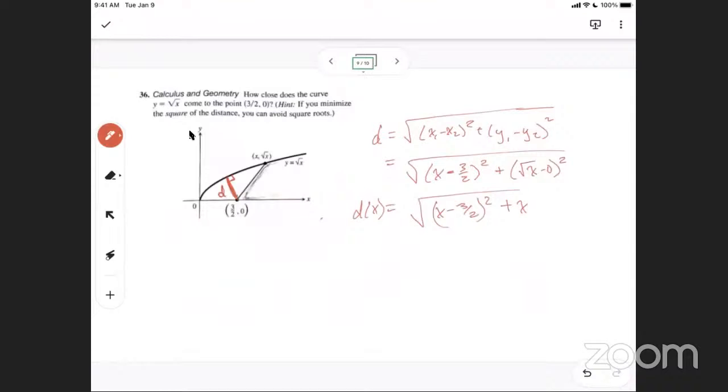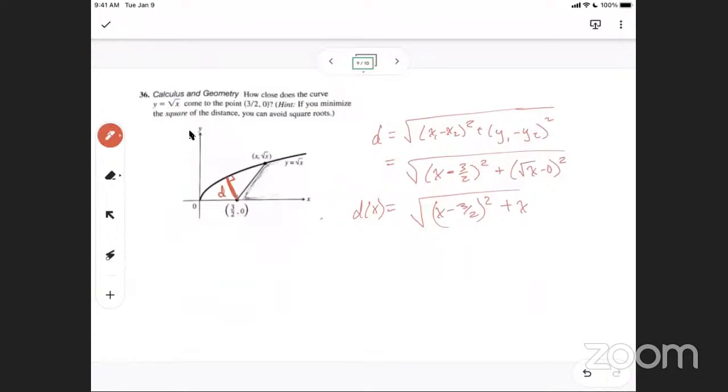So the hint says if you minimize the square of the distance, you can avoid square roots. Oh. Okay, so what they're saying is the minimum of this is going to be the same as the minimum of just what's inside here. You don't have to mess with the square roots. That's what this hint said. If you minimize the square of the distance, you can avoid the square root here.